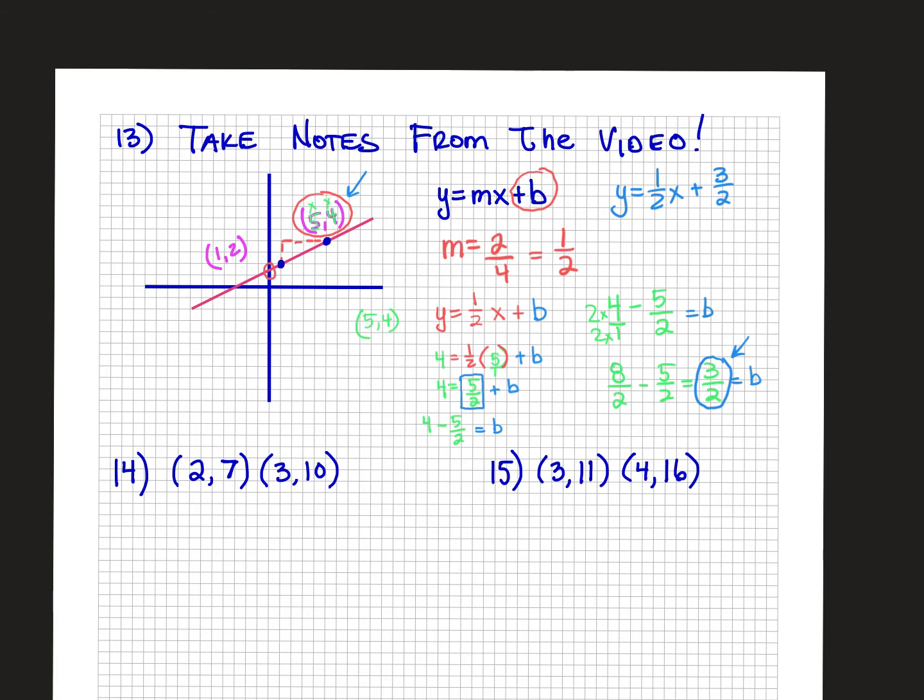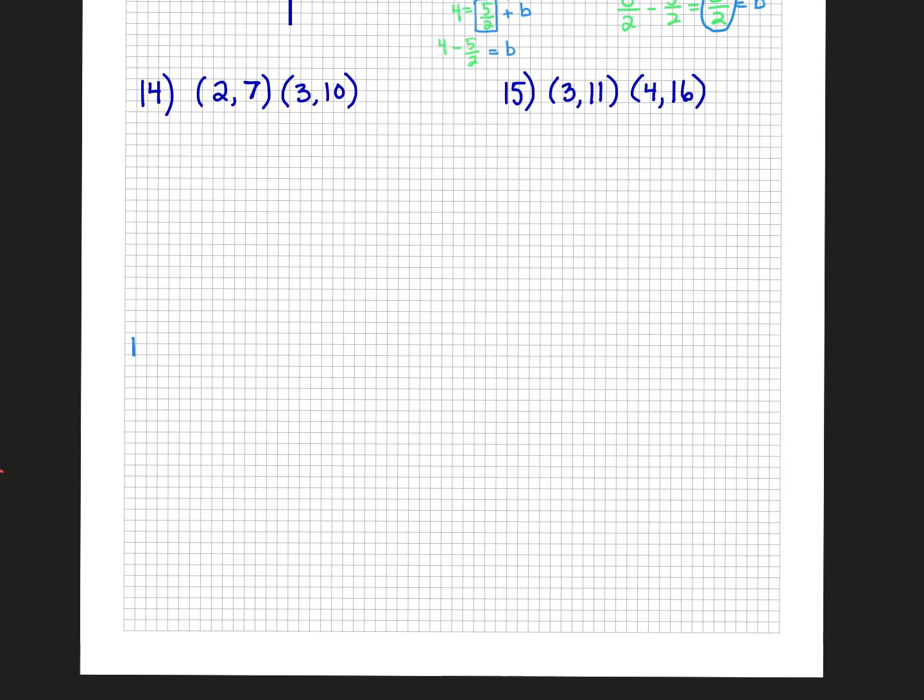So what were the steps? Step 1, when they give you 2 points, figure out the slope. And write this down for notes. Figure out the slope. 2, plug a point into y equals mx plus b to find b.